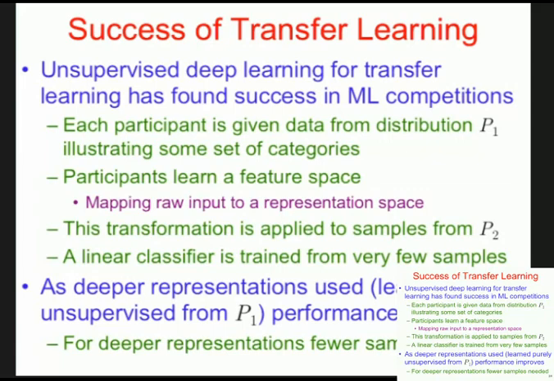As deeper representations are used, learned purely unsupervised from P1, performance improves. And for deeper representations, fewer samples are needed. So there's an interesting connection between the number of samples and depth; this is based on people running experiments.